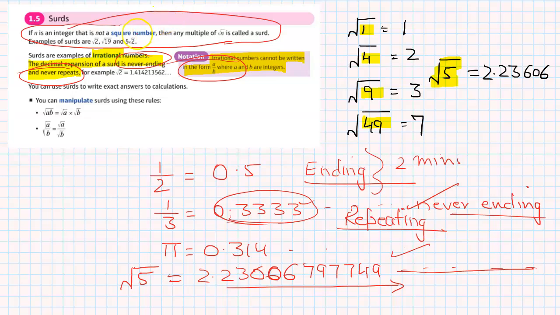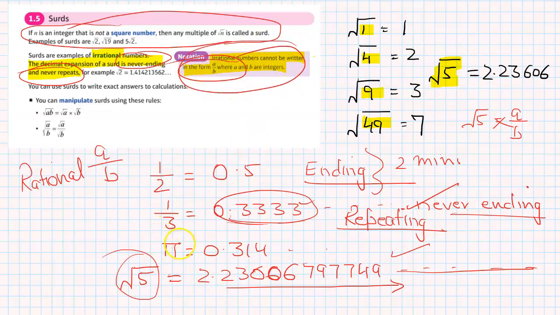Now let's go on. These are examples of irrational numbers. These are not rational. A rational number can be written in the form of a over b. Root 5 cannot be written in the form of a over b. That is not possible. Irrational numbers cannot be written in the form of a over b. The biggest example is pi. Pi is an irrational number, but we write it as 22 over 7. That is an approximation and not the exact one.